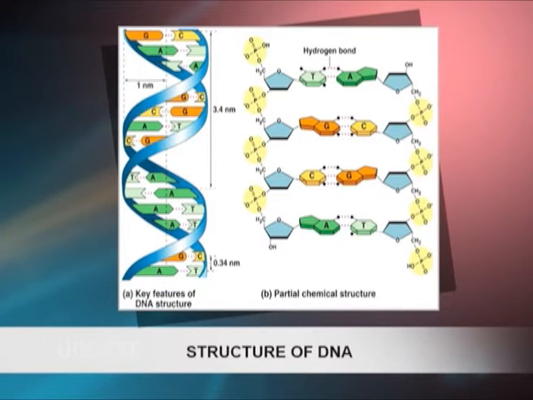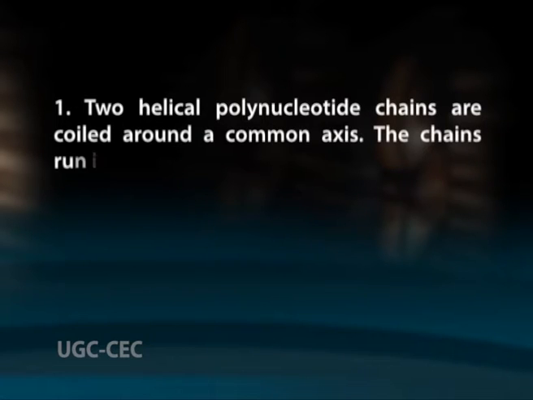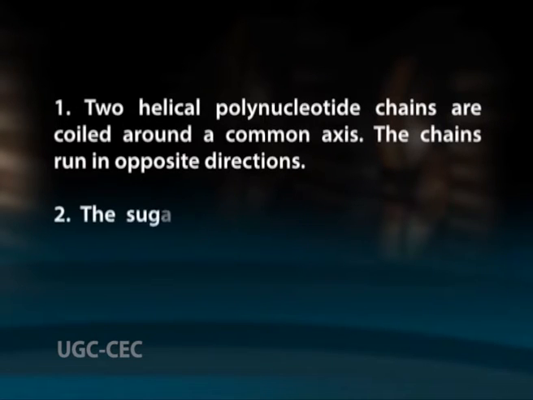Please see the figure on screen. It represents the Watson-Crick model of DNA. The features of the Watson-Crick model of DNA deduced from the diffraction patterns are: first one, two helical polynucleotide chains are coiled around a common axis. The chains run in opposite directions.